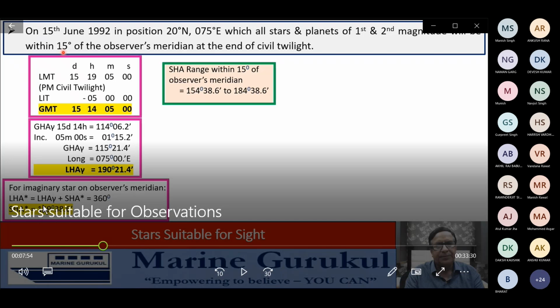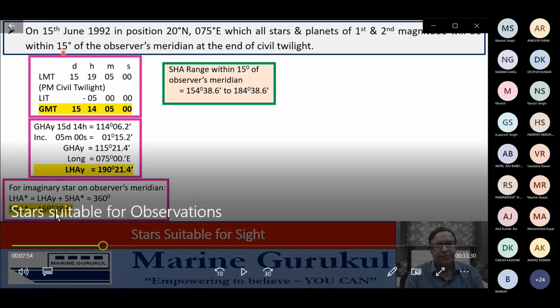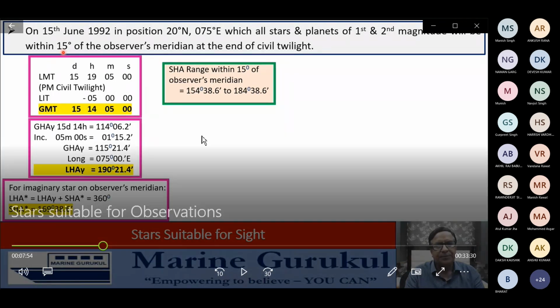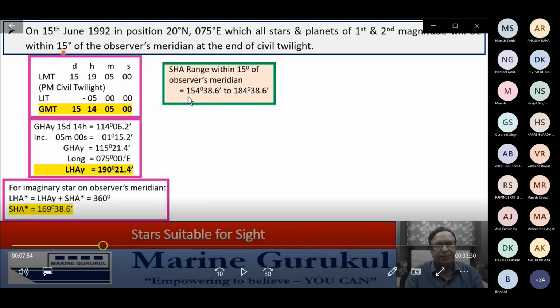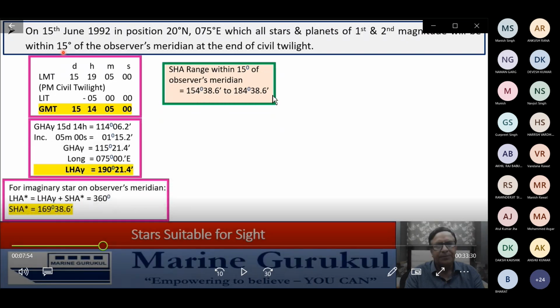Now this SHA star is on the observer's meridian, and we want to find the stars within 15 degrees of our meridian. So we add 15 to this value and get 184, and we subtract 15 from this value and get 154. So we get a range from 154°38.6' to 184°38.6'. Within this range, if there is any star or planet, it will be within 15 degrees of our meridian. So any doubt up to here, beta?